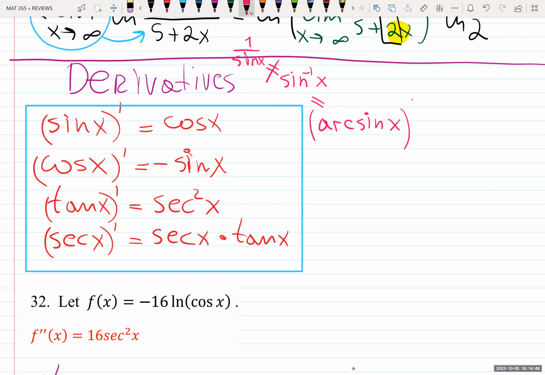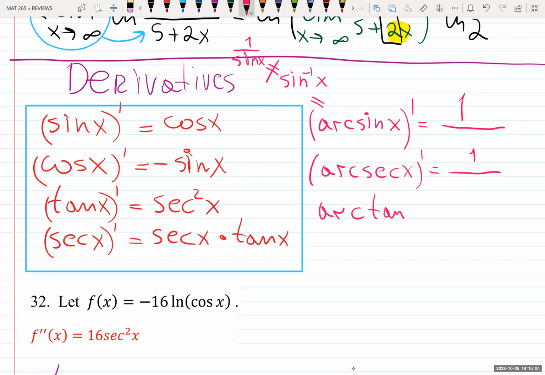So derivative of arcsine, 1 over. Derivative of arcsecant, 1 over. And derivative of arctangent x, 1 over. Which one is which? The easiest one to remember is tangent. Tangent is the only one that has no square root, and it has 1 plus x squared. Done. That's it. Now the other ones have a square root. So let me put square root, and square root. One has input squared minus 1, and the other one has 1 minus input squared.